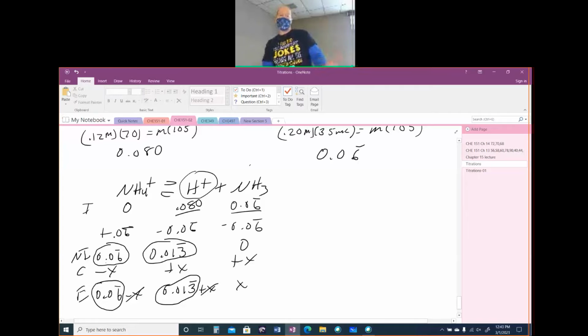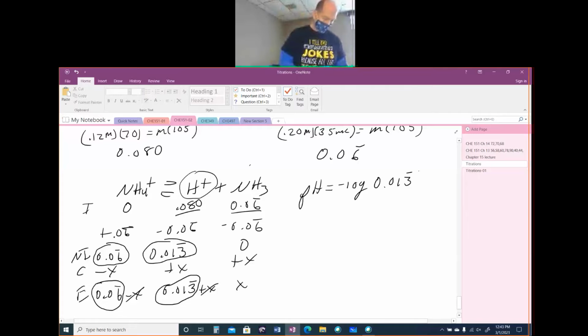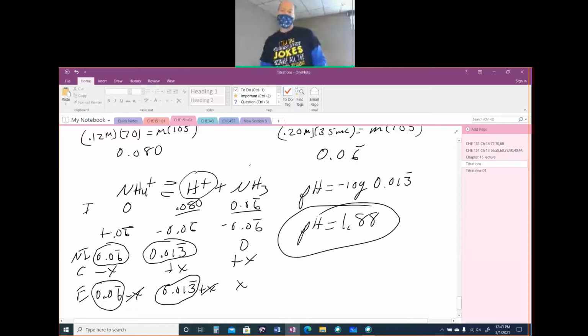But since we also have an NH4, we know this number is not going to change. And so you don't have to do anything. You just go right to the pH. pH is equal to the negative log of 0.013 repeating. So the negative log of 0.013 repeating is 1.88. So your pH here is 1.88.